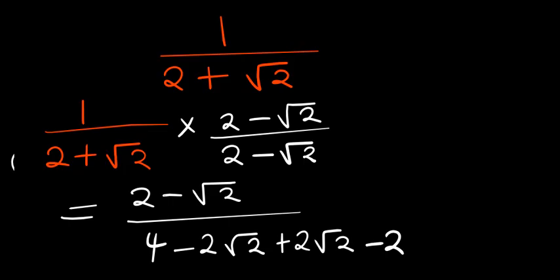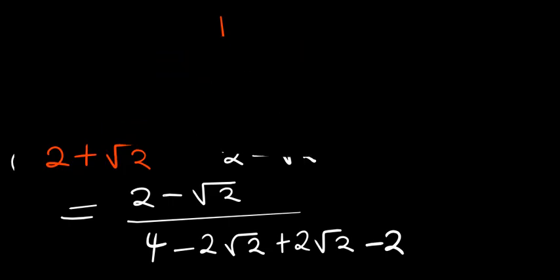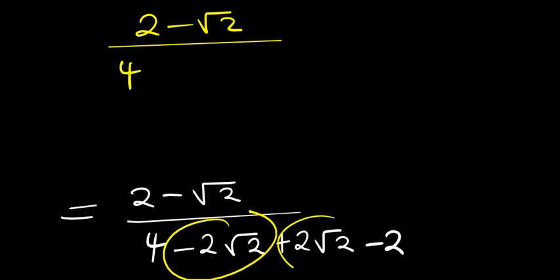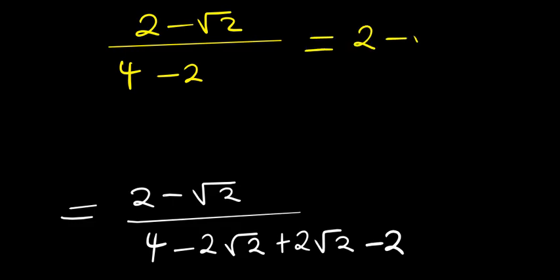Allow me to rub the top part. Okay, what are we now going to have? I've got 2 root 2 on top. So I've got a 4 here. I'm going to write it. Then negative 2 root 2 positive 2 root 2. That will give us a 0. So I'm just going to remain with minus 2 on the other side. Then what do I now solve? I'm going to have 2 minus the root of 2 over 4 minus 2. That will give us a 2.